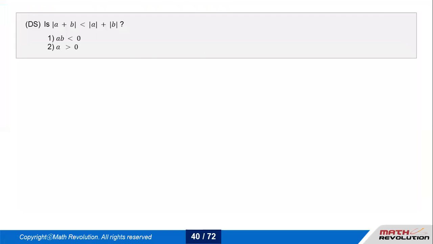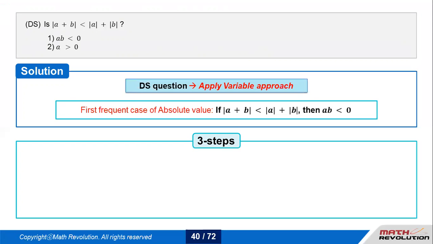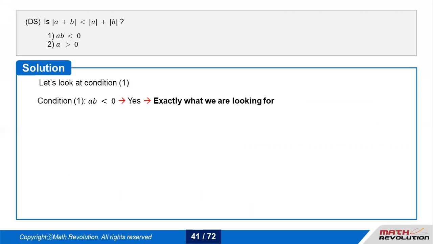Let's try this question. Is mod of a plus b less than mod of a plus mod of b? So we know this case: if mod of a plus b is less than mod of a plus mod of b, then ab has to be less than 0. That's condition number 1. This is what we are exactly looking for.